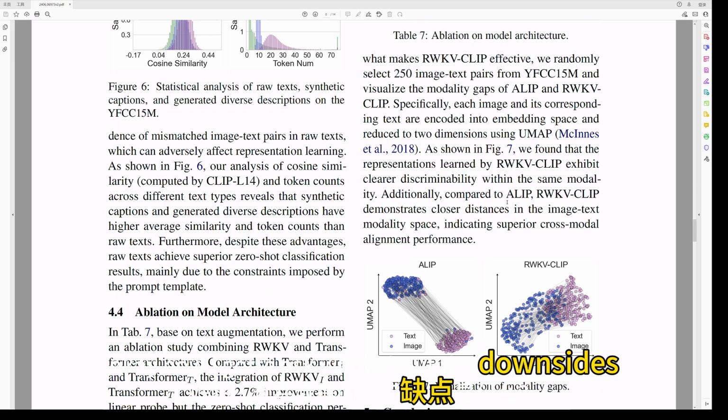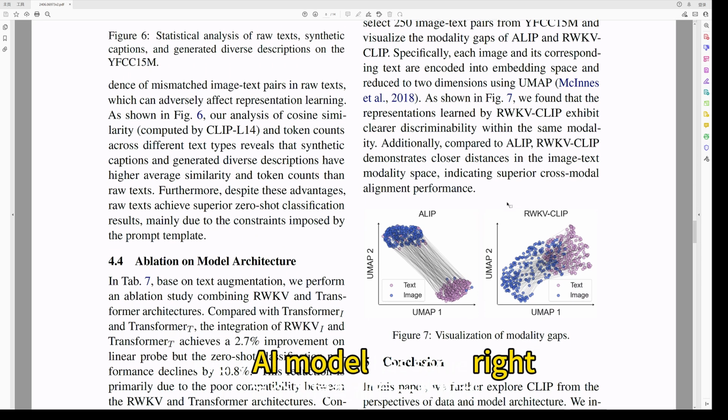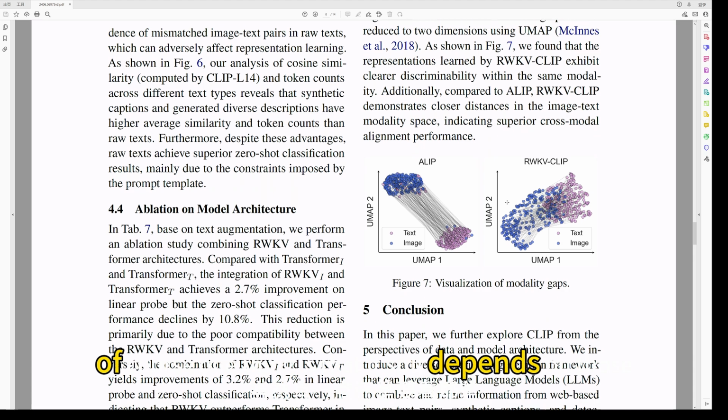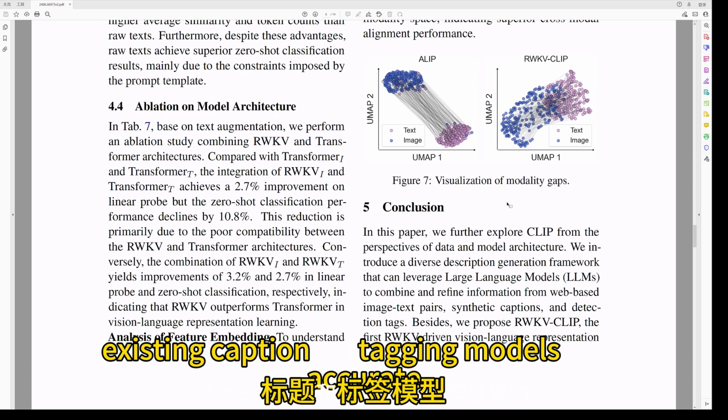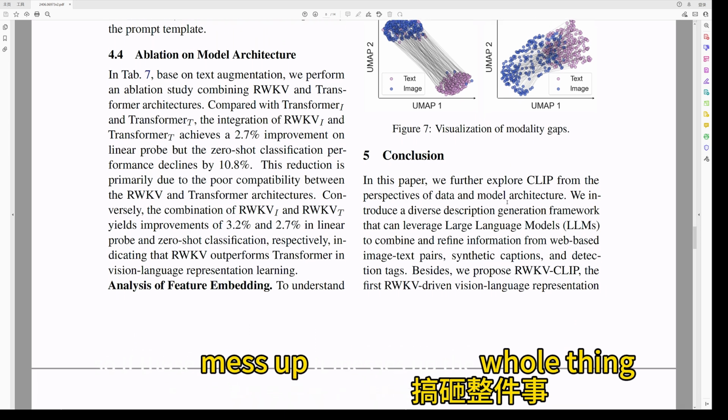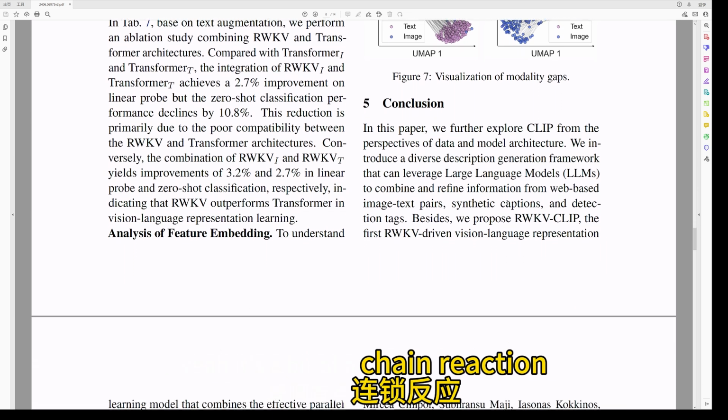Okay, now I got to ask, what about the downsides? Every AI model has some, right? Of course. One thing is that it still depends on those existing caption and tagging models being accurate. So if those mess up, it messes up the whole thing. Yeah, it's a bit of a chain reaction. Gotcha.